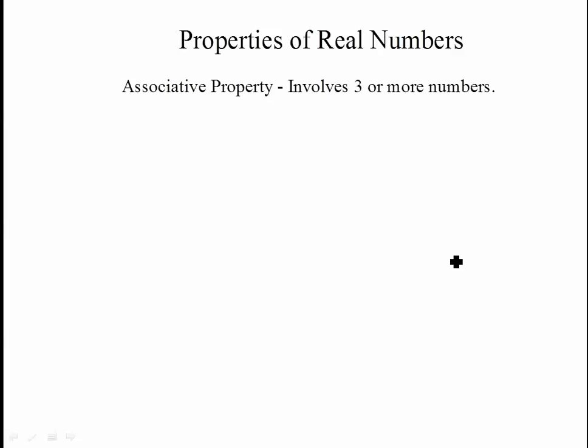The next property is the associative property. And the associative property is very similar to commutative. It happens to involve three or more numbers, and I'm not really sure why there's this distinction.